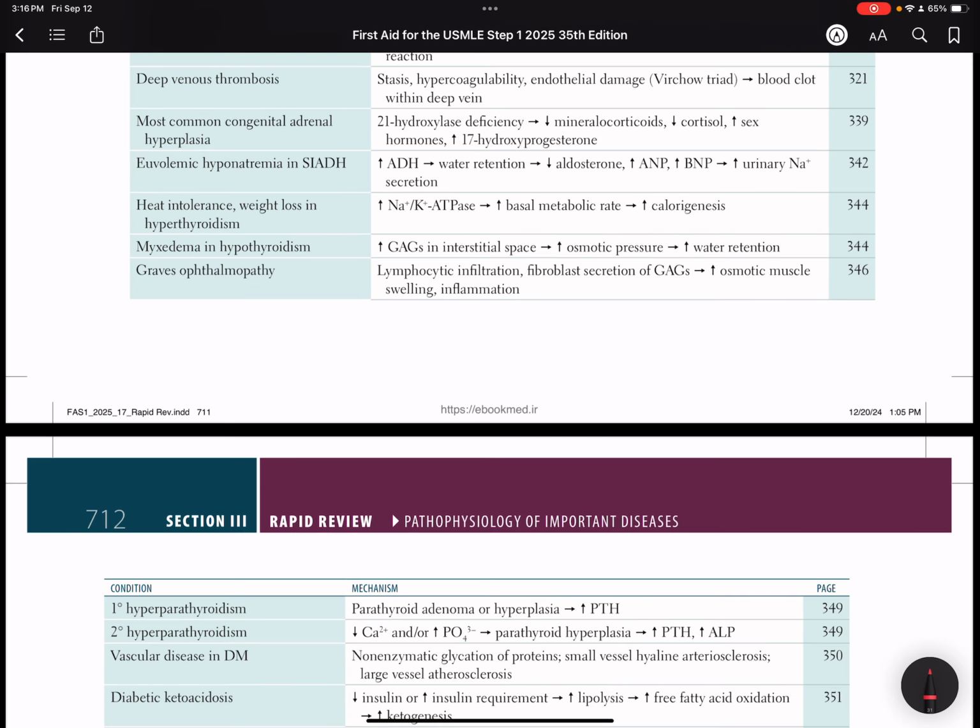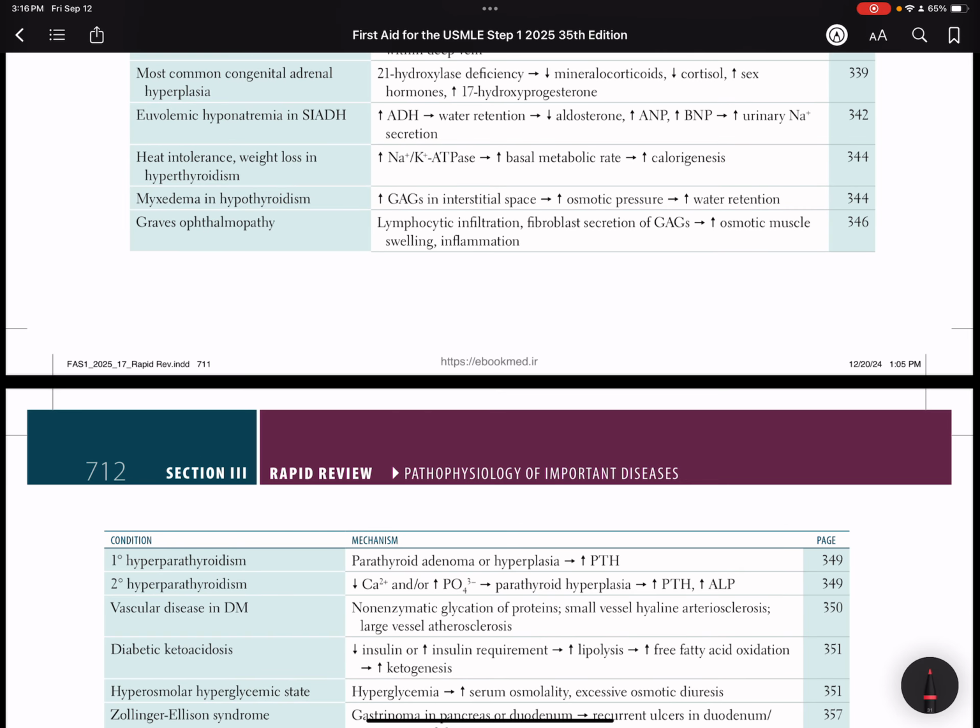What causes euvolemic hyponatremia in SIADH? SIADH, very common, very high yield. You will see increased antidiuretic hormone. ADH causes water retention. This leads to decreased aldosterone. You also see increased anti-natriuretic peptide ANP and increased BNP, brain natriuretic peptide. This leads to increased urinary sodium secretion.